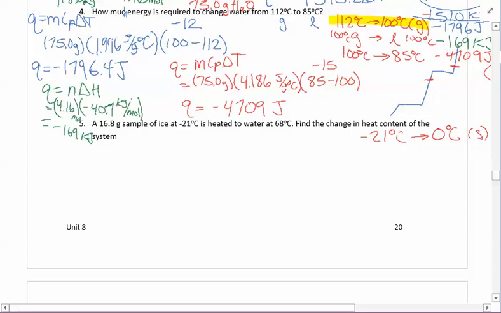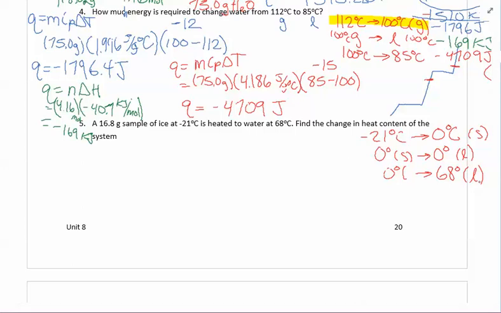Then I have to have my phase change. So I'm going to go 0 degrees solid to 0 degrees liquid. Then 0 degrees Celsius to 68 degrees Celsius as a liquid. So part of these problems is knowing when your phase changes occur and what that means. For us, we're going to be working with water. So we have two main points. We have the 0 degrees Celsius and the 100 degrees Celsius. If it's another substance, it would have to be very explicit in when the phase change occurs, if there is a phase change.